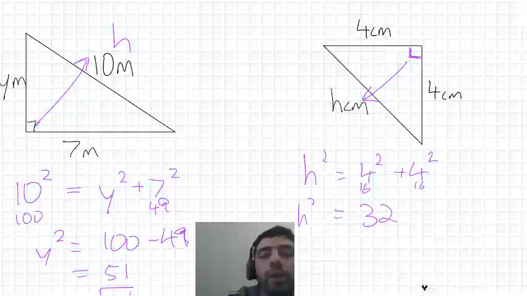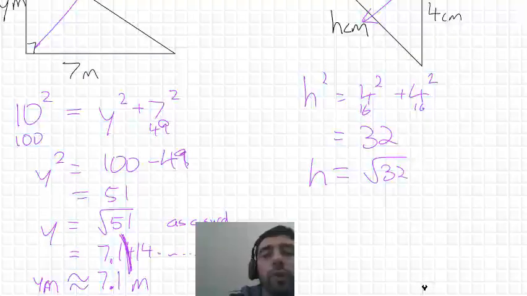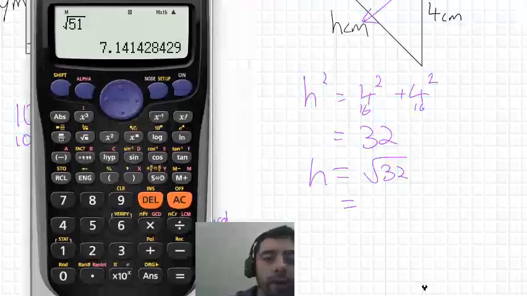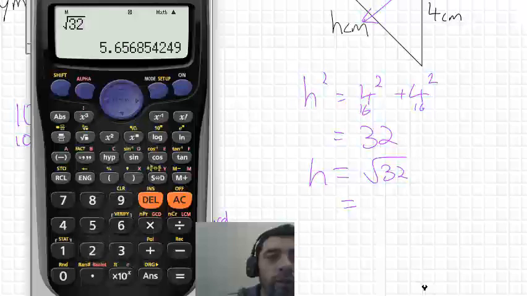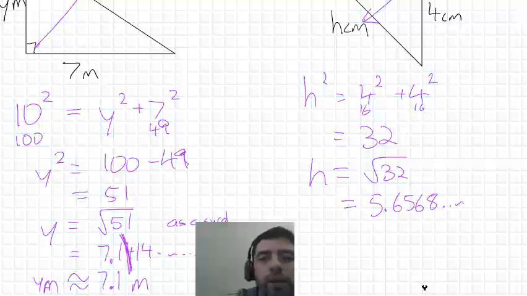If h squared is 32, don't need to write the h squared. I know that h is the square root of 32, and the calculator again is going to help us out. We'll just move it over to the other side this time. What is the square root of 32? It says 5.6568, etc., etc., etc. Again, these are fairly short numbers.